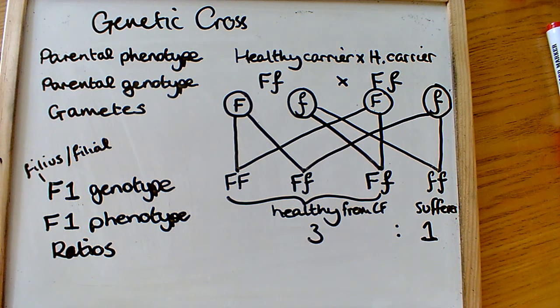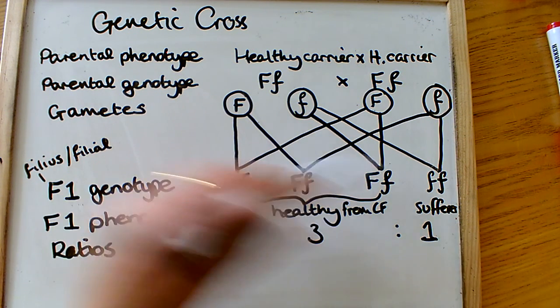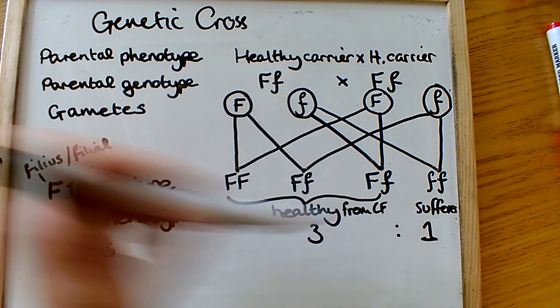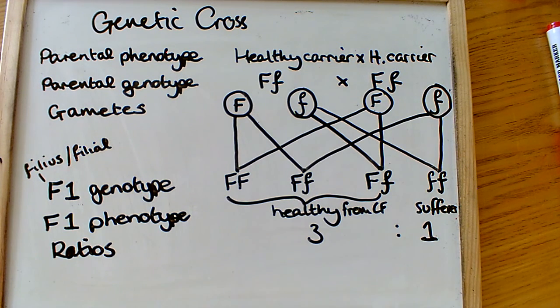If they'd wanted to know the ratio of carriers, then obviously we'd have split this out and said healthy not carrier, healthy carriers and sufferer, and therefore we'd have had a ratio of 2 because these two would be our carriers. Okay?